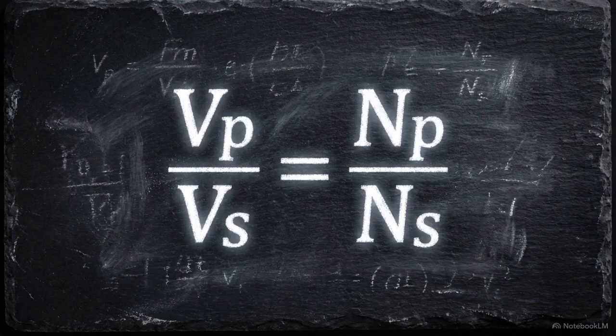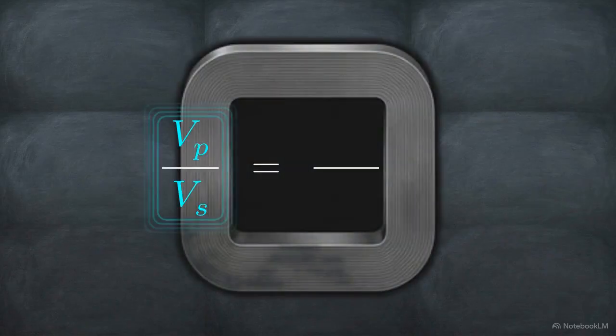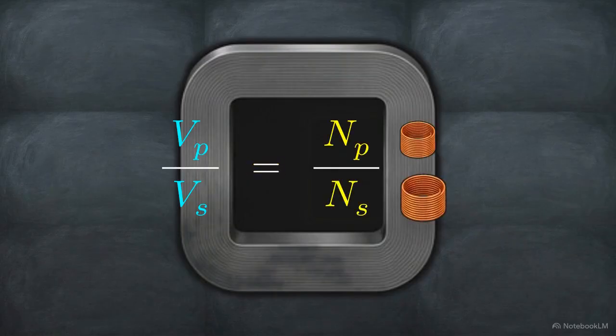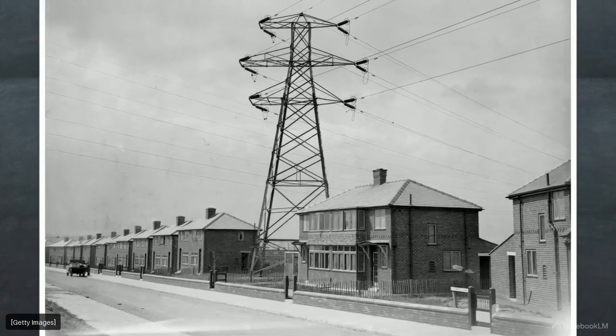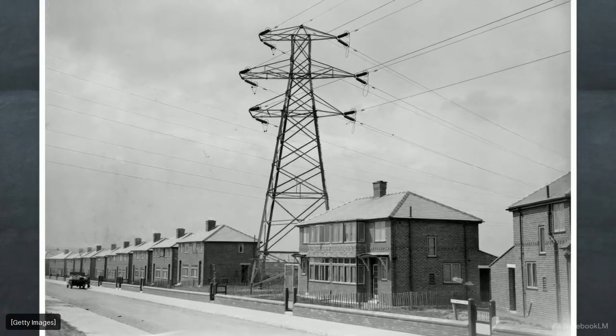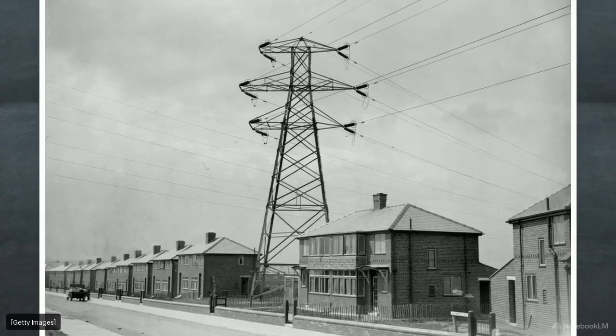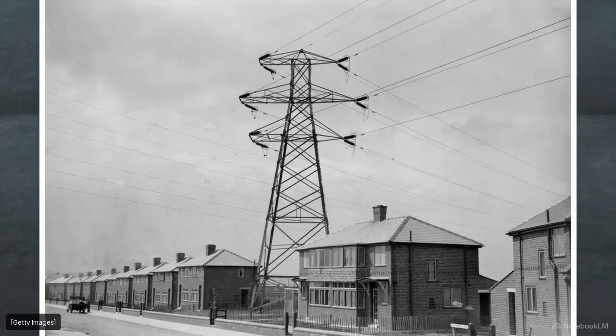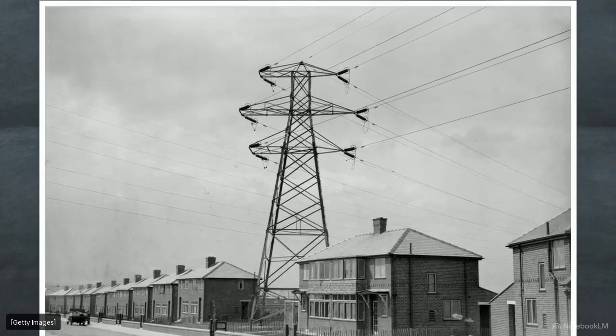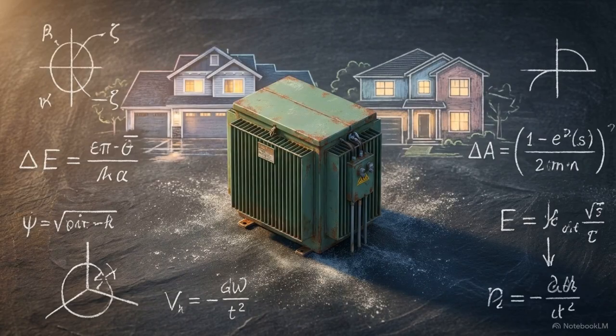The output is dictated by a strict ratio. The primary voltage divided by the secondary voltage is perfectly equal to the number of turns on the primary coil divided by the turns on the secondary coil. Power grids utilize step-up transformers, which have more turns on the secondary coil, to push high-voltage electricity across vast distances with minimal energy loss. When electricity reaches a residential area, step-down transformers reverse the ratio, reducing the voltage down to safe household levels before it reaches a wall outlet.